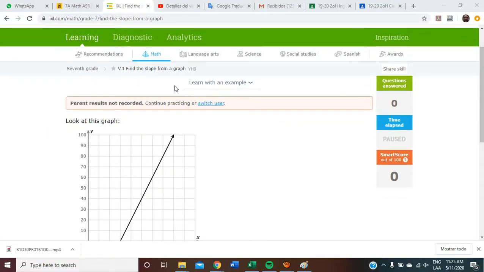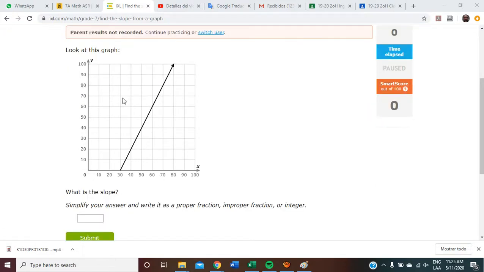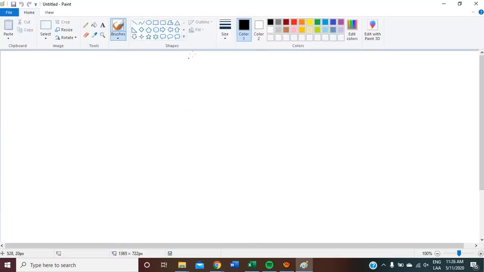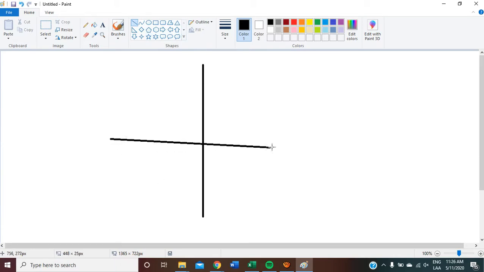V1, okay? Find the slope from a graph, all right? So we have a graph. Remember graphs, let me explain a little bit about graphs. Graphs usually look like this, like a complete graph. So in this quadrant, let me explain a little bit. Coordinates are supposed to be represented in parentheses. Okay, so this is a coordinate.